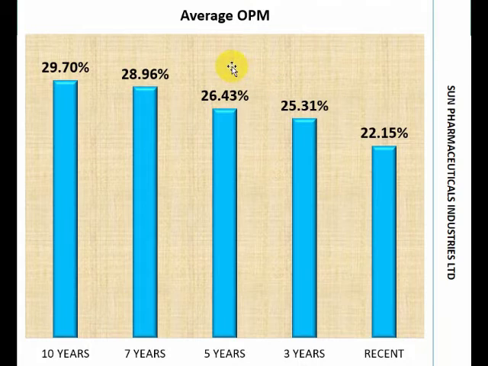Even the average OPM of the last 5 and 3 years should be greater than 15%. In this case, both 5 years trend as well as the 3 years trend is showing about 25% of operating profit margin on average. In fact, in the recent 12 months also, the OPM is about 20%.